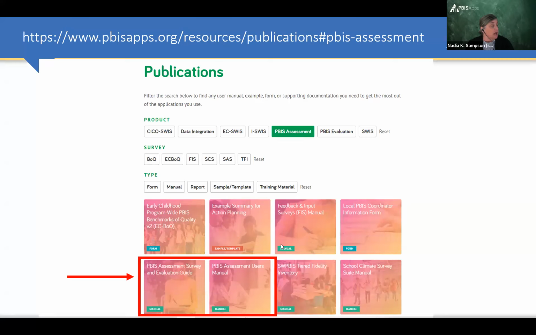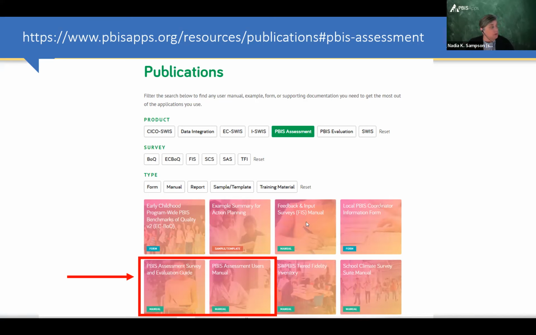There's also a couple of different manuals that I would encourage you. And I can't remember if I sent these to this group or the previous group, but there's the assessment survey and evaluation guide that talks you through the different surveys and what they do. And then there's the assessment users manual that kind of gives you more of that point and click. How do I use PBIS assessment? How do I navigate around in here? Those are two really good manuals that you'll want to download and take a look at, okay, and keep handy.